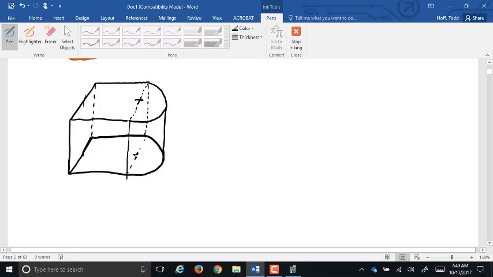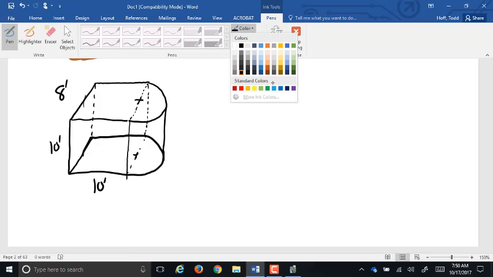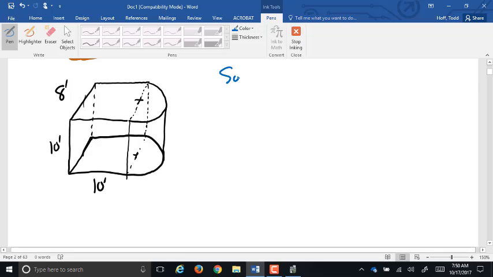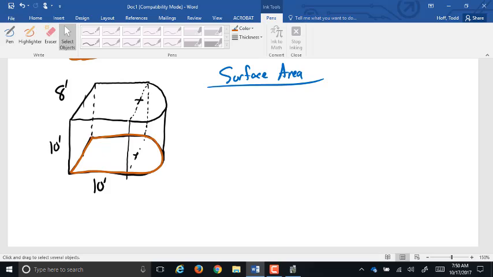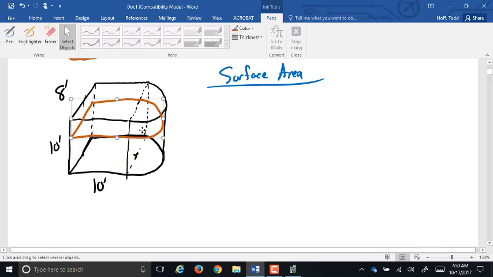Okay, so what we have here, 8 feet, 10 feet, 10 feet. I want to find the surface area. Well, of course, the key to working with this is working with the base. The base is this bottom piece, not just because it's on the bottom, but because that is the shape that could be pulled through it, dragged through it. You are right.